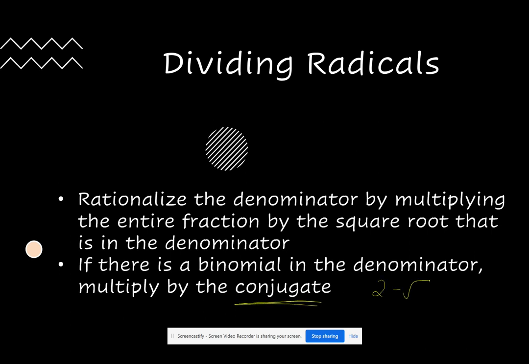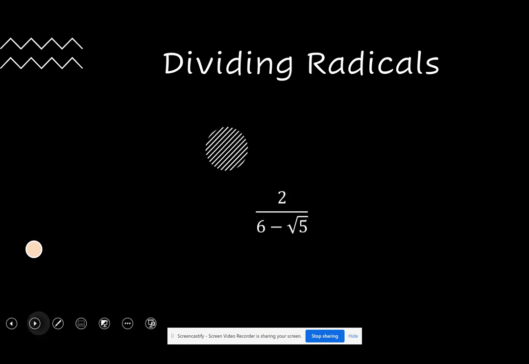So if it's 2 minus the square root of 3, we're going to multiply by 2 plus the square root of 3. Opposite side, you're flipping the sign in the middle because that'll make it cancel out. So for example, we have 2 over 6 minus the square root of 5. It's that binomial, so we're going to multiply by the conjugate. So you're going to flip the sign in the middle. So we're going to multiply the top and bottom by 6 plus the square root of 5.